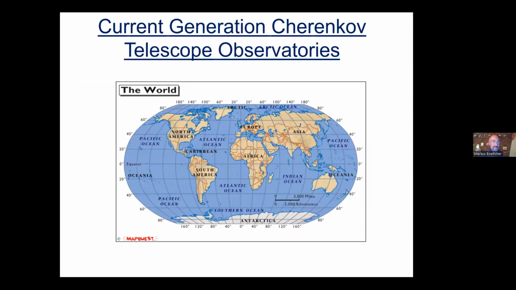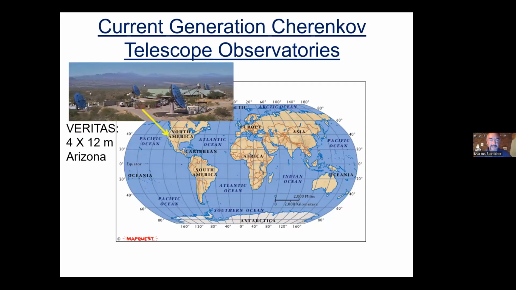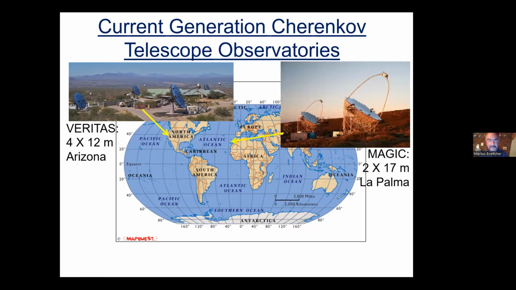There are three main facilities operating in this mode of Cherenkov gamma ray detection. There's one in the US called VERITAS, the Very Energetic Radiation Imaging Telescope Array System. It's 4 telescopes of 12-meter diameter, located just south of Tucson, Arizona. Then there's MAGIC, the Major Atmospheric Gamma-ray Imaging Cherenkov telescope. That's 2 17-meter telescopes on the Canary Island of La Palma.